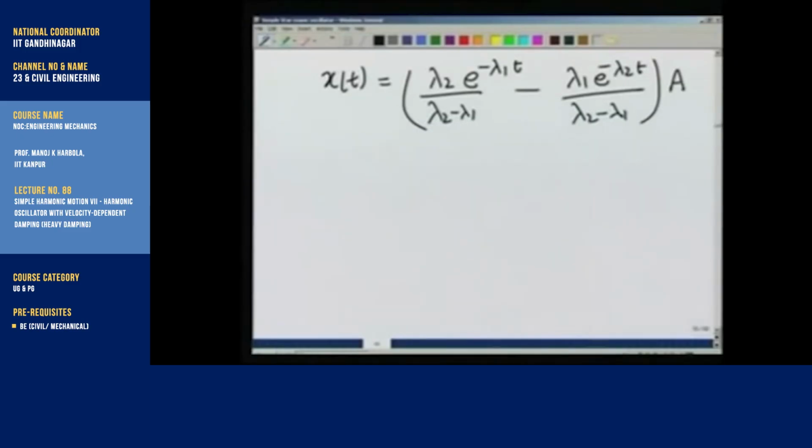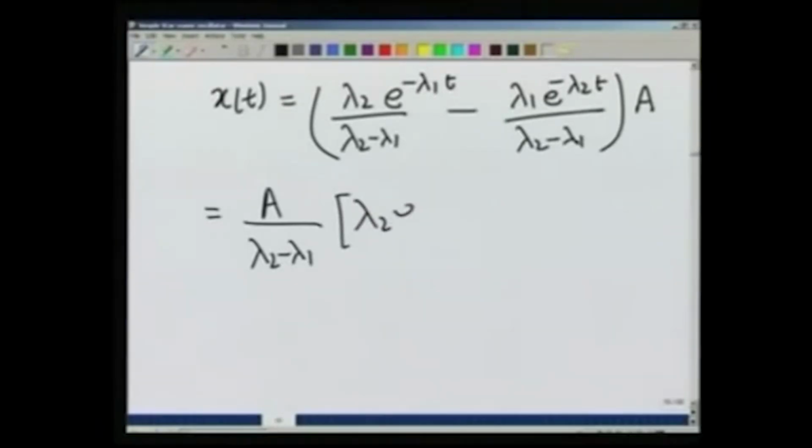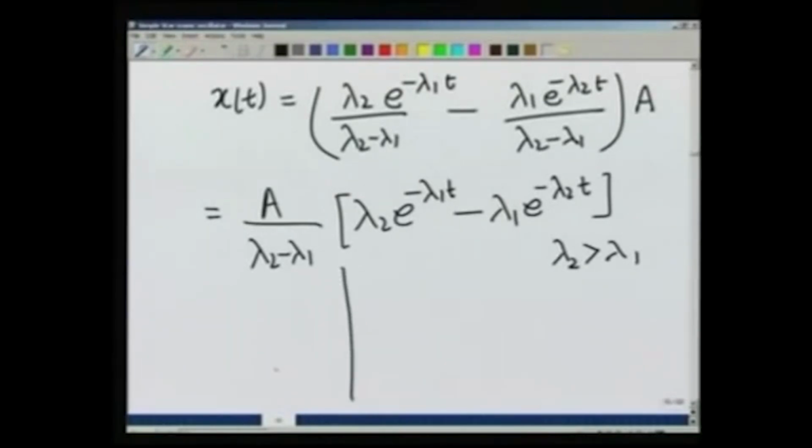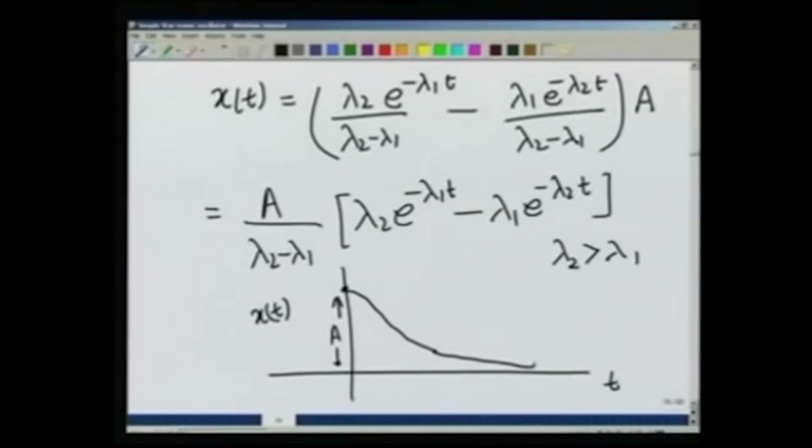You can substitute c and d and see this is the solution, which is equal to a over lambda 2 minus lambda 1 times lambda 2 e raised to minus lambda 1 t minus lambda 1 e raised to minus lambda 2 t. And keep in mind that lambda 2 is greater than lambda 1. This motion, if plotted, x(t) versus t, is going to look like this: I start with value a at time t equal to 0, and then it slowly decays. And how does it decay? Since lambda 2 is greater than lambda 1, as time goes towards infinity, this term is going to die down much faster than this term. So, it is going to decay at larger time as e raised to minus lambda 1 t. So, this is a solution.